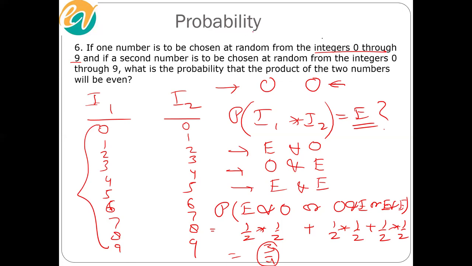Correct? So probability of odd 1 and odd 2 would be how much? Obviously 1 by 2 into 1 by 2, which is 1 by 4. So probability that not both are odd, which means at least one is even, would be 1 minus 1 by 4, which is 3 by 4. Which is the answer that you are getting.